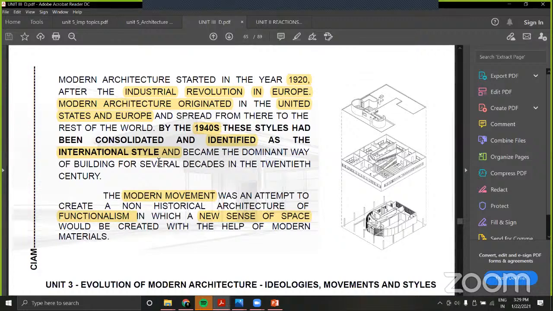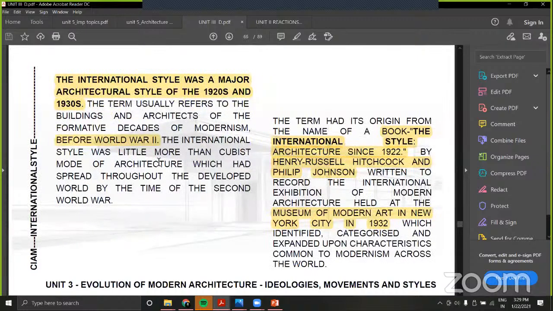The modern movement was an attempt to create a non-historic architecture of functionalism, in which a new sense of space would be created with the help of modern materials. As I said, they used all those modern materials and also the past movements, and they combined all these things and created the international style. So the international style was a major architecture style of the 1920s and 1930s. This was before the World War.